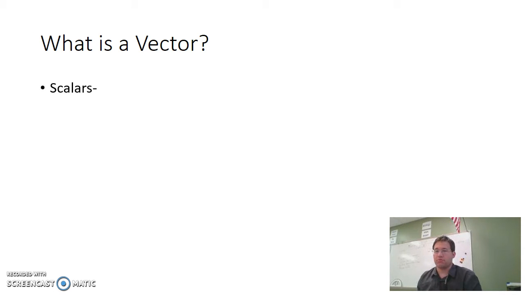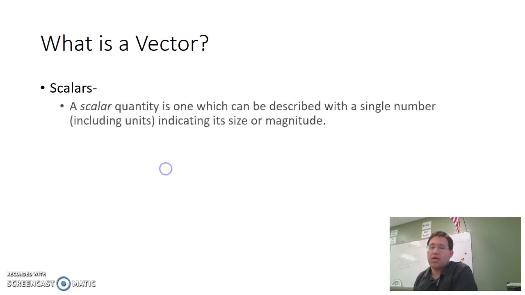And now, okay, well, what's a scalar then, Mr. Francois? Well, I'll tell you. It's a scalar quantity which is described by a single number including units that indicates size or magnitude. Magnitude not necessarily meaning anything other than the amount or strength of something. So what's some examples of this?